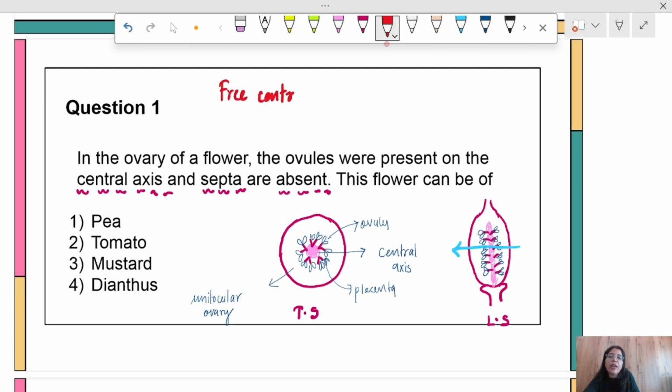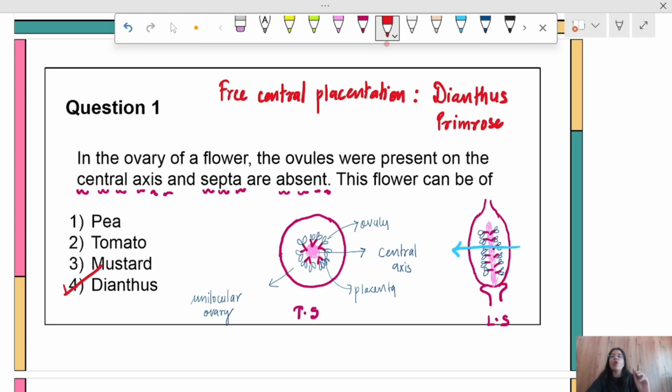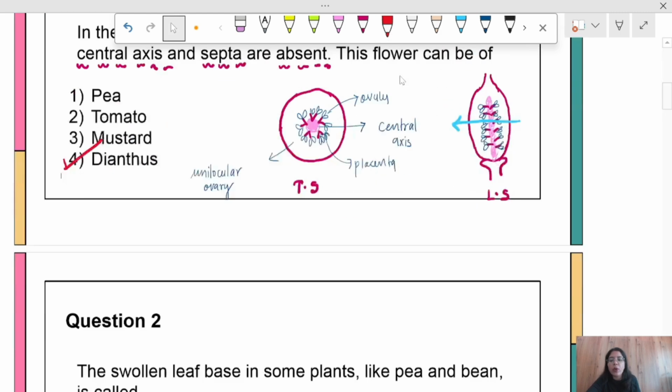Okay, and can you name the two examples which are written in NCERT for free central placentation? First is dianthus and the second one is primrose, right? Dianthus and primrose. So what's the answer? Option number 4. Understood? Okay.